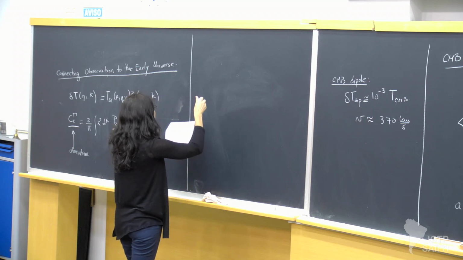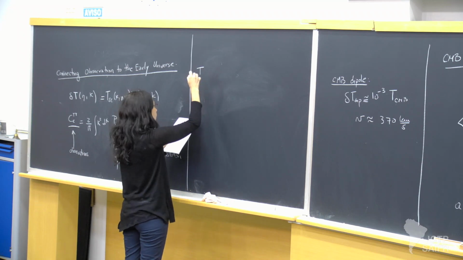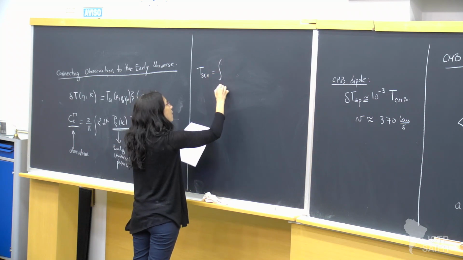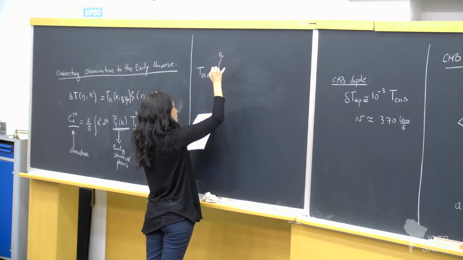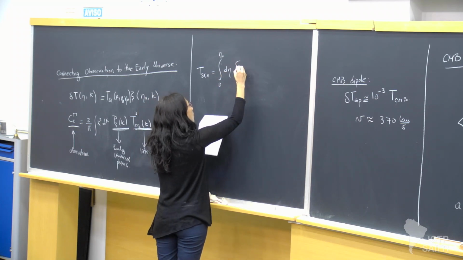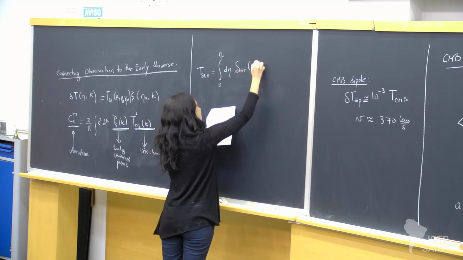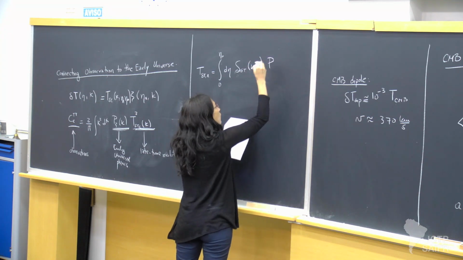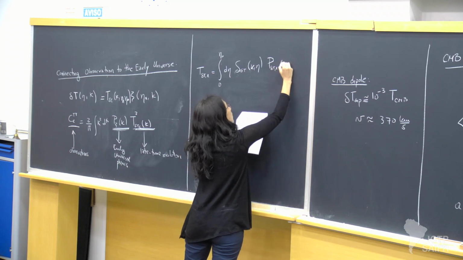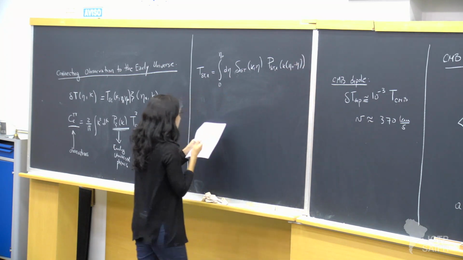This transfer function can be written in the following way. The transfer function for the photons can be written as an integral from 0 to today, d eta, of the source, delta_T(k, eta), times this part over here, which I will call P, corresponding to projection effects, with argument k(eta_0 minus eta).